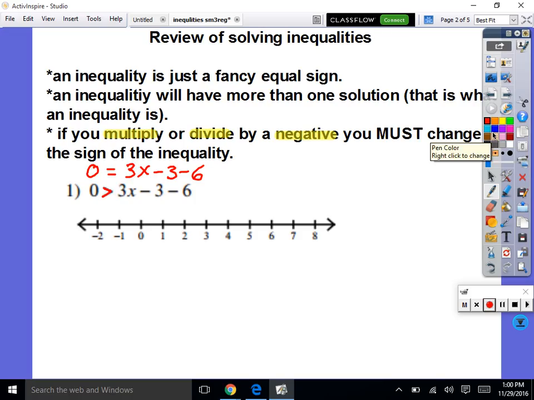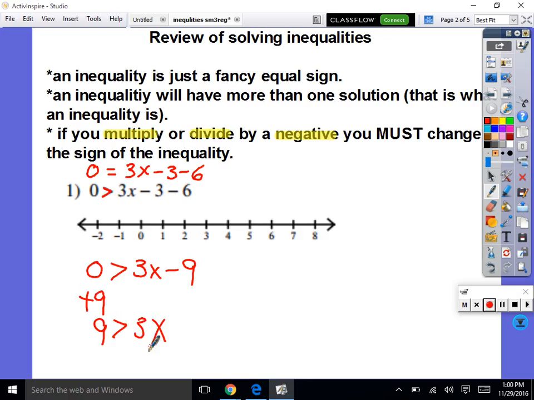So solving for x, shouldn't we combine like terms over here? 0 is greater than 3x minus 9. So solve for x. Add 9. So we have 9 is greater than 3x, then we'll divide by 3. Did we ever divide or multiply by a negative? And once again, what people will get confused on is if they subtract something, they'll change the sign, but that's okay. You don't do that.